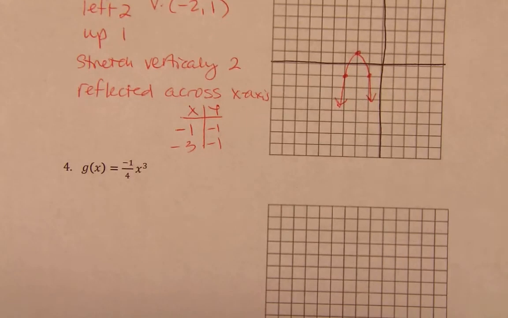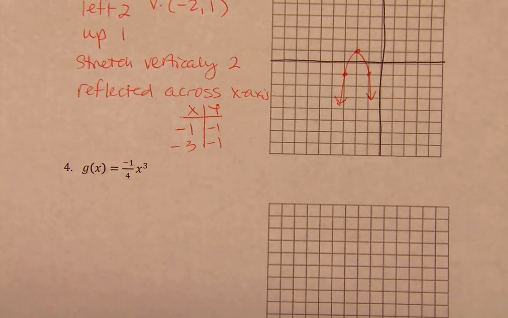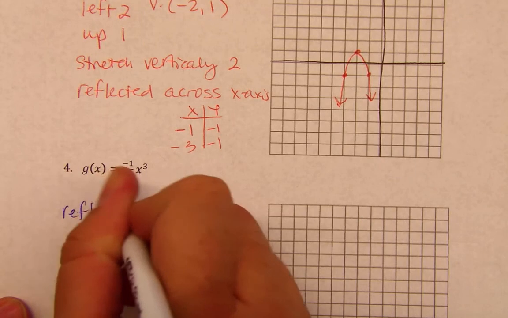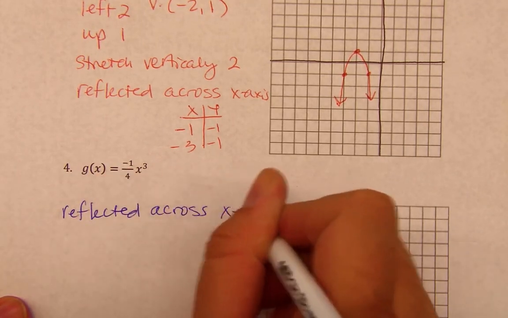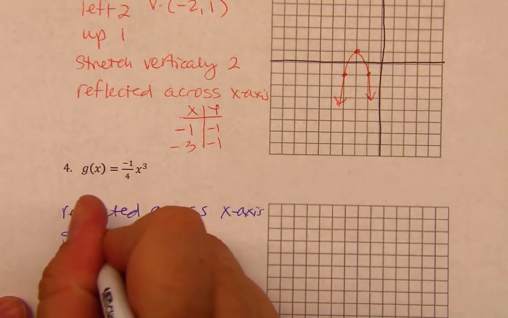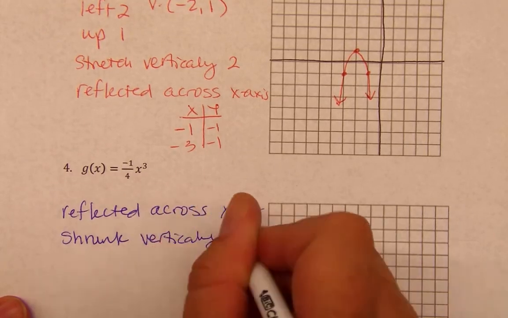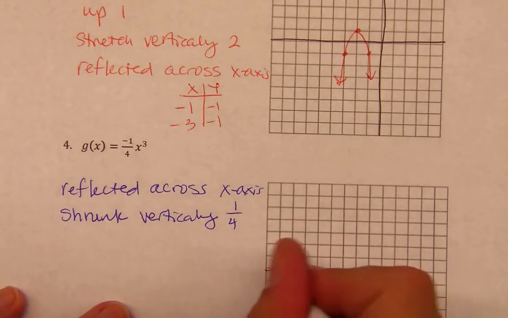Now for our last example, we have a cubic function, and we're going to go ahead and graph that. The only shift that we're worrying about here is that it's reflected across the x-axis, and it is being shrunk vertically by 1/4. Okay. So I'm going to go ahead and set up our graph here.